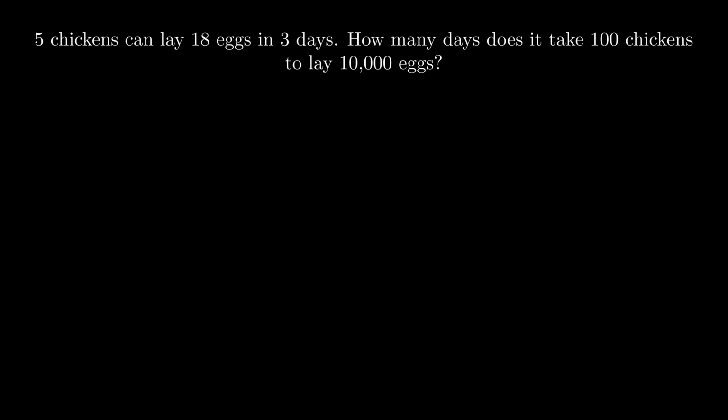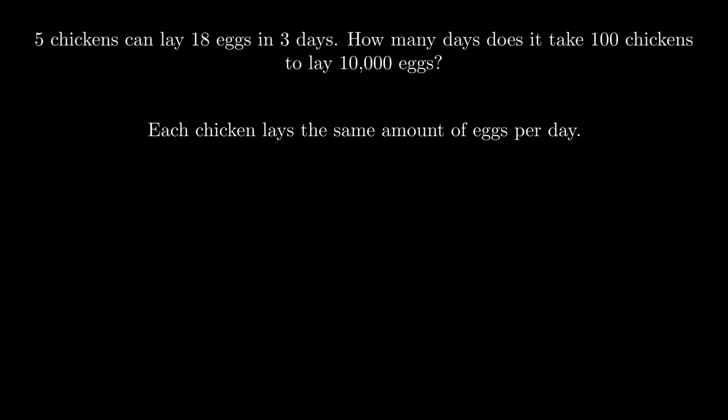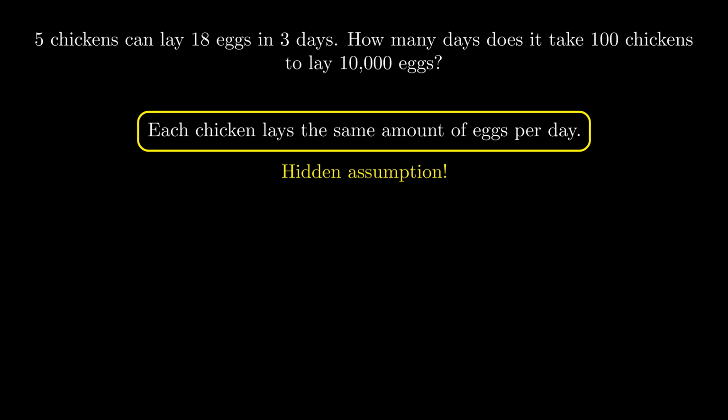Now consider the following problem. 5 chickens can lay 18 eggs in 3 days. How many days does it take 100 chickens to lay 10,000 eggs? The hidden assumption is that each chicken lays the same amount of eggs per day. In other words, the number of eggs per chicken per day is constant.